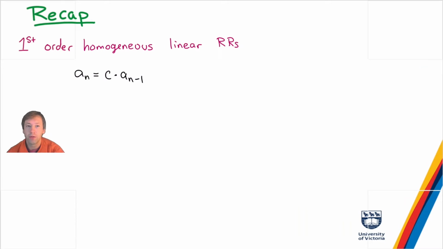You've got something of the form a_n is equal to, let's say, c times a_{n-1} for, let's say, n at least 1, right? Then what you end up with, your solution is basically a_n is c to the n a_0, right? Okay, and then if you wanted to find some specific solution, you just plug in a value for a_0. Okay, these were really easy.